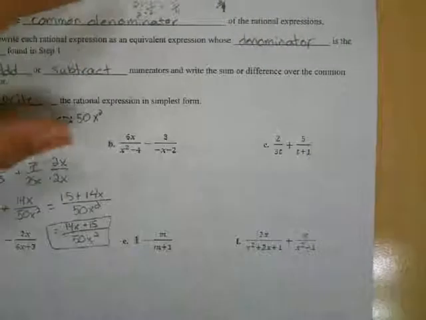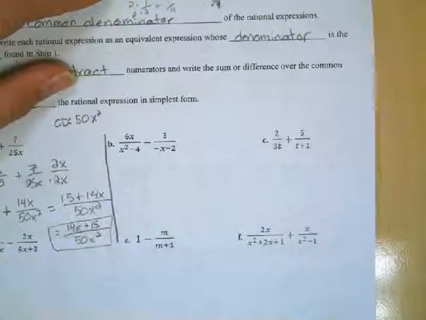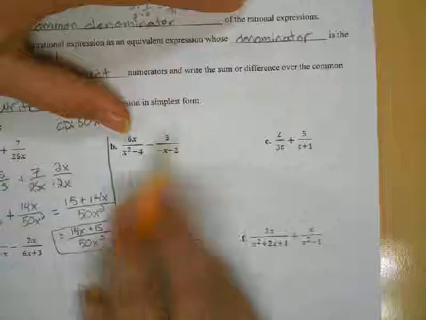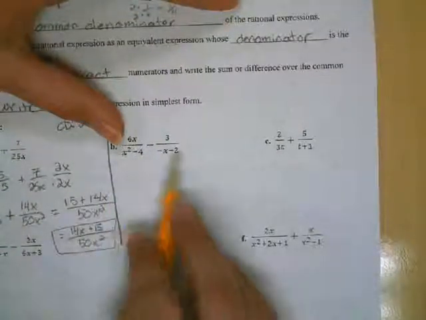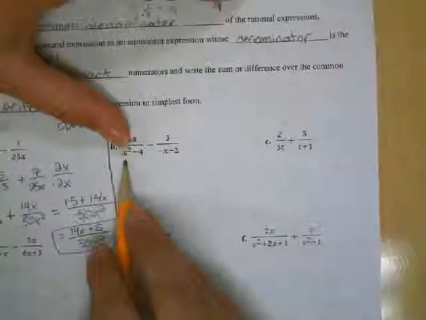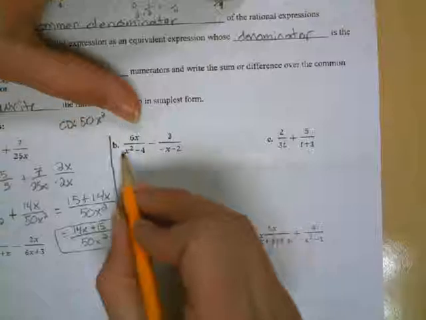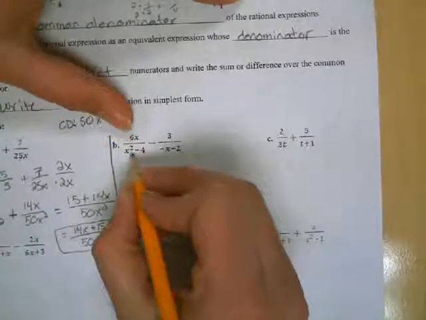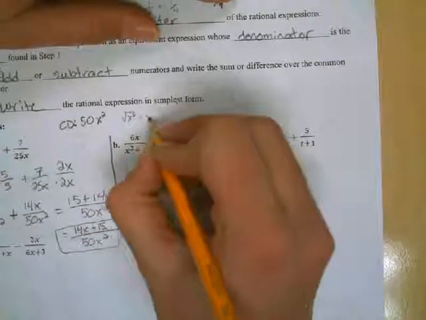Okay, so same thing with B. Now B looks a little more tricky, but it's really not. So this is kind of hard to tell, but if I factor this, it makes it a lot easier. So we're going to factor this. This is a perfect square. Square root of x squared is x. Square root of 4 is 2.